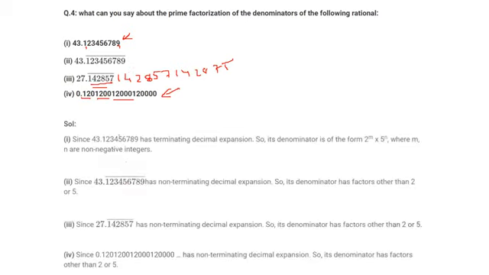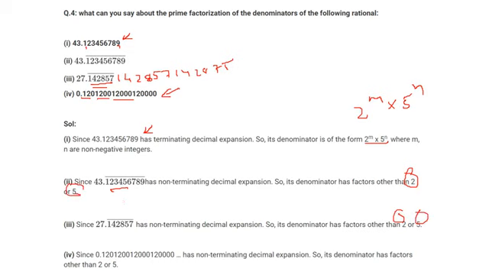So if you see that 43.123456789, this is a terminating decimal expansion. That means the denominator will be of the form 2 to the power m into 5 to the power n, where m and n are non-negative integers. In this, because it is a non-terminating decimal expansion, we know that the denominator will not have factor 2 or 5. Same is the case with this.